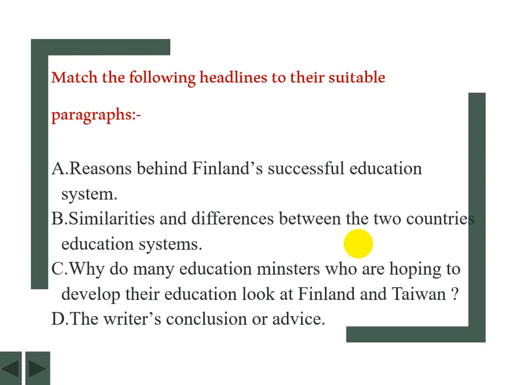A. Reasons behind Finland's successful education system. What does reasons mean? It means reasons for the success of the Finnish education system. In which paragraph? B. Similarities and differences between the two countries' education systems. C. Why do many education ministers who are hoping to develop their education look at Finland and Taiwan? And D, the writer's conclusion or advice.